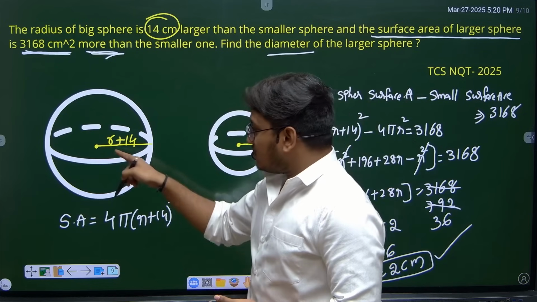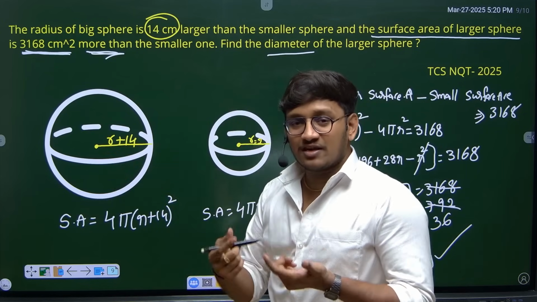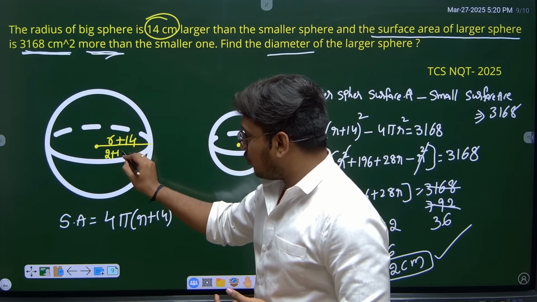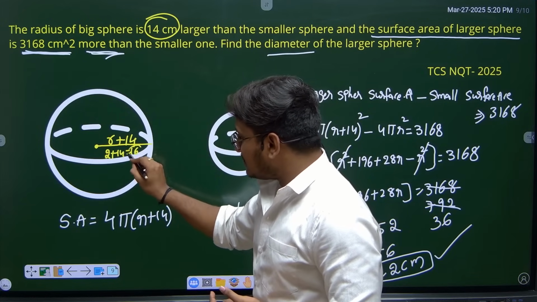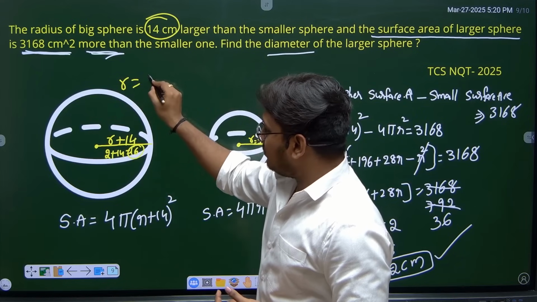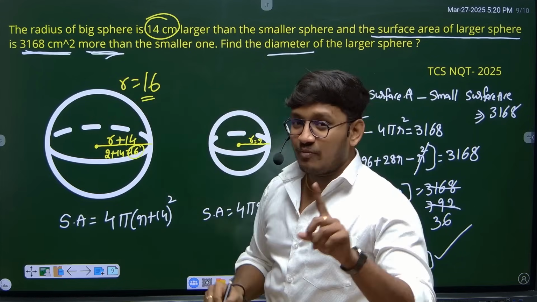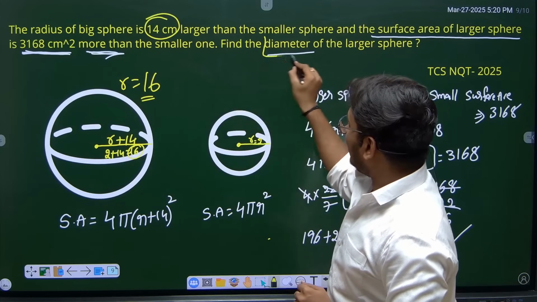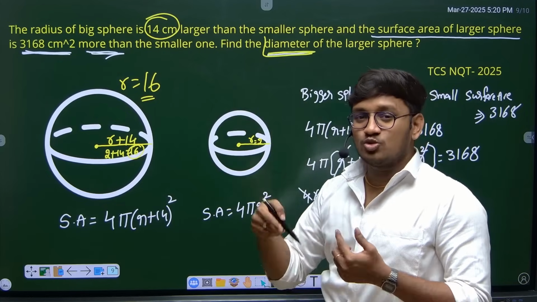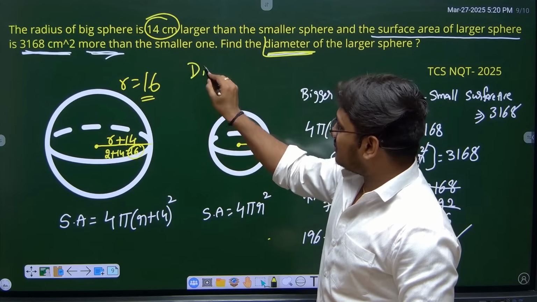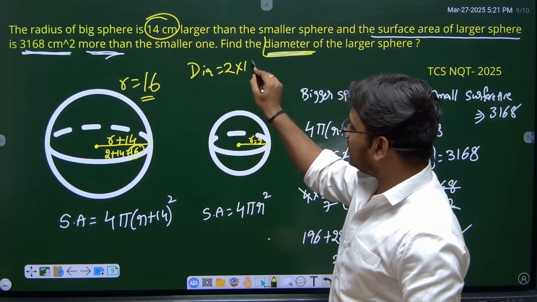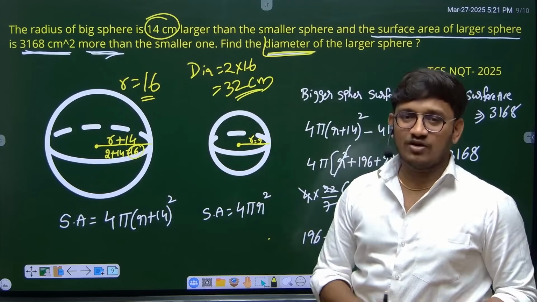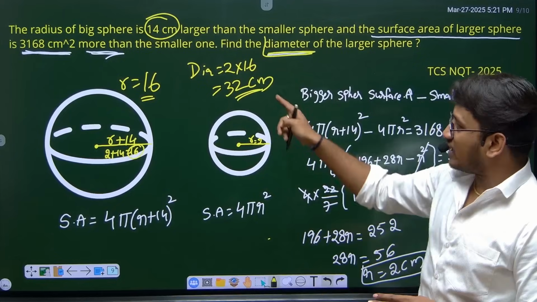Now what about the radius of this particular bigger sphere? So R value is 2, means can I say that it is 2 plus 14, which is equals to 16, means the radius of bigger sphere is 16, but they are not asking us to find radius of the bigger sphere. They are asking us to find diameter of the bigger sphere. Diameter means 2 times of radius, means diameter is equals to 2 into 16, which is equals to 32 centimeters. That's it. Okay, so this is the final answer. So correct answer is 32.